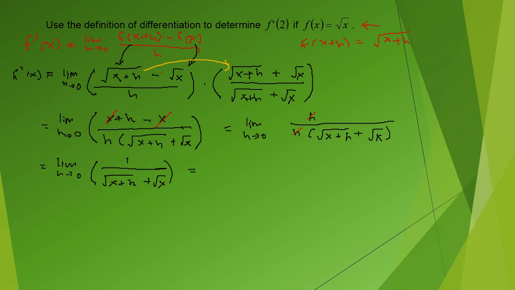After simplifying, we can substitute h equal to 0. So we have 1 over square root x plus 0 plus square root x. So that we have 1 over 2 square root x. So we get our function f prime x here. And then we need to find f prime 2. So to find f prime 2, we just substitute x equal to 2. So we get 1 over 2 square root 2.